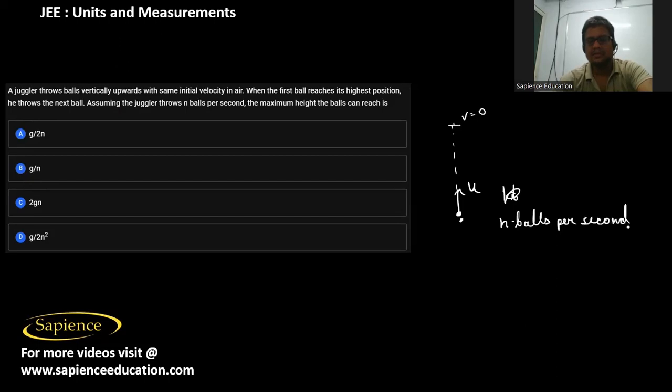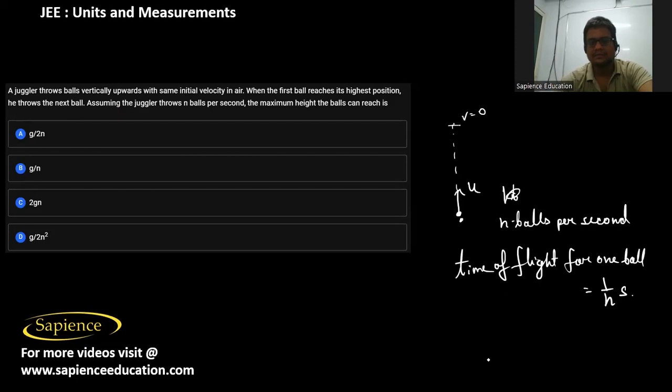It means that the time of flight for each ball is equal to 1 by n seconds. So in 1 by n seconds, it will reach the highest point. So therefore, to find the maximum height the ball can reach.